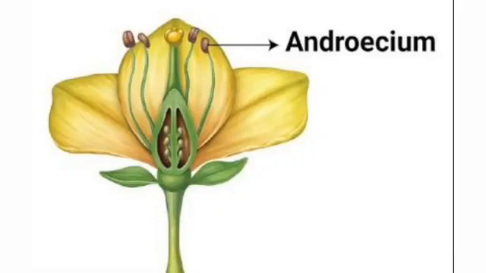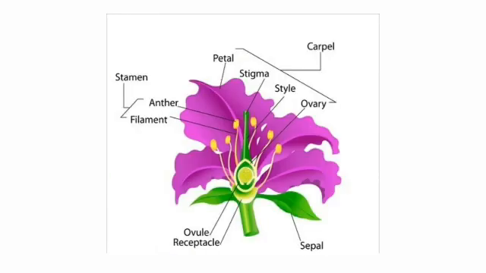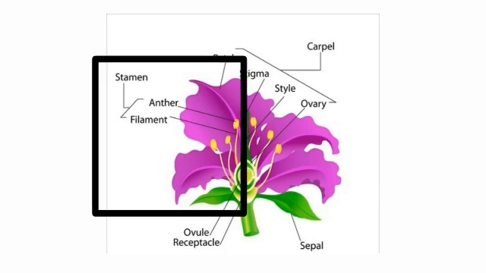Next, androecium. It is the male reproductive part of the flower. It is composed of stamens. Each stamen consists of a stalk called filament and a small bag-like structure called anther at the tip. The pollen grains are produced in the anther within the pollen sacs.